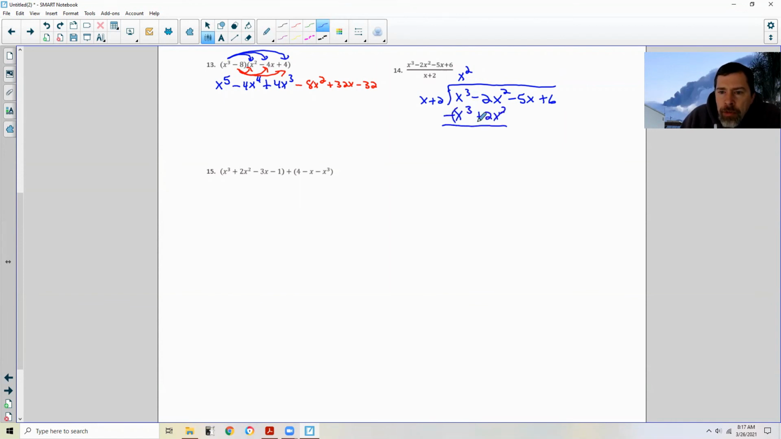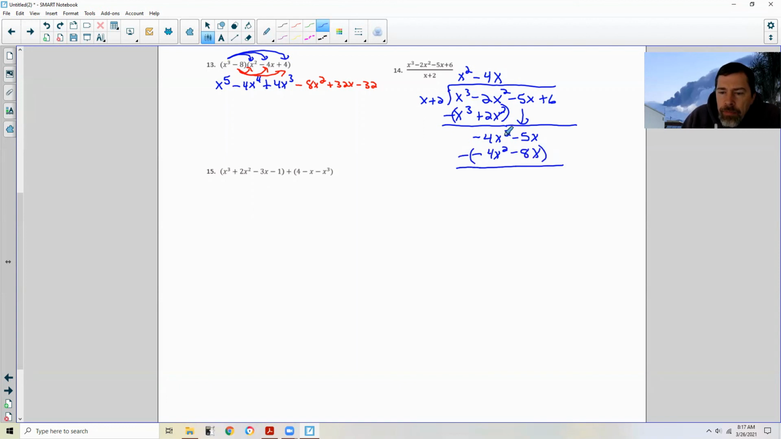Subtract. Put my parentheses here. X cubed minus x cubed is 0. Negative 2x squared minus 2x squared is negative 4x squared. Bring down the minus 5x. X times negative 4 is negative 4x, and I need another x. So negative 4x times x is negative 4x squared. Negative 4 times a positive 2. So I didn't write that. Negative 4x squared. Negative times a positive, negative. 4 times 2, 8x.